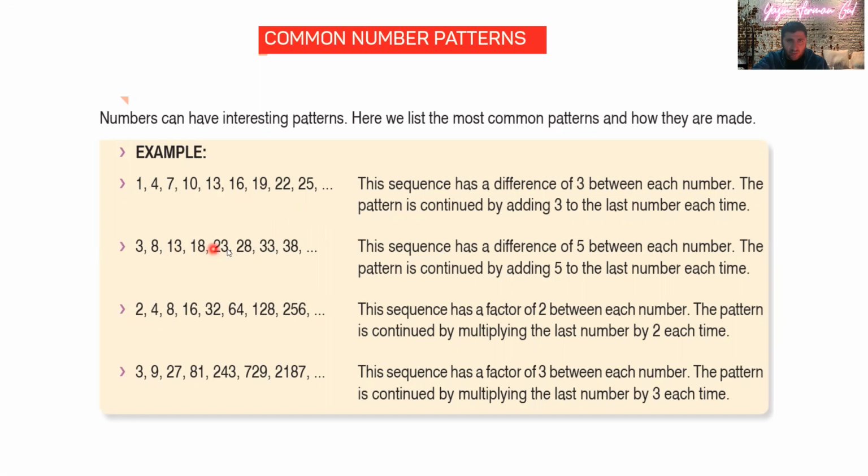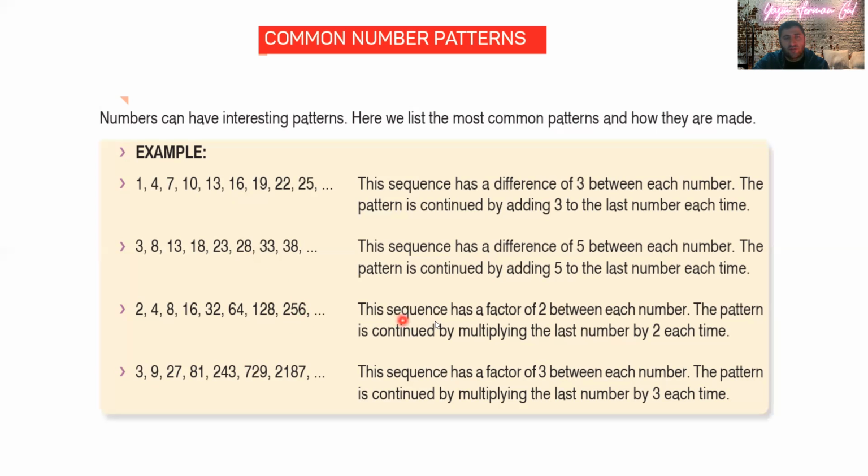If we look at the second one, the sequence has a difference of 5 between each number. The pattern is continued by adding 5 to the last number each time. From 3, now we come to 8. How do we come to it? 8 minus 3 is 5. So basically 3 plus 5 is 8. 8 plus 5 is 13, 13 plus 5 is 18, 18 plus 5 is 23, 23 plus 5 is 28. So every time we're going to say plus 5.